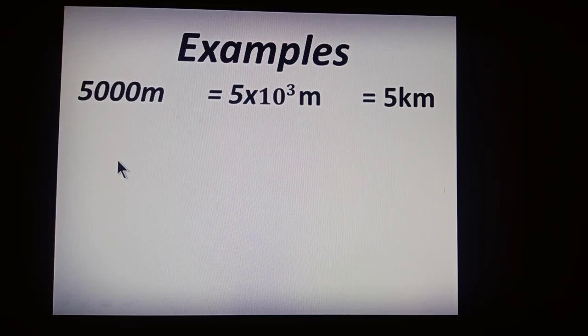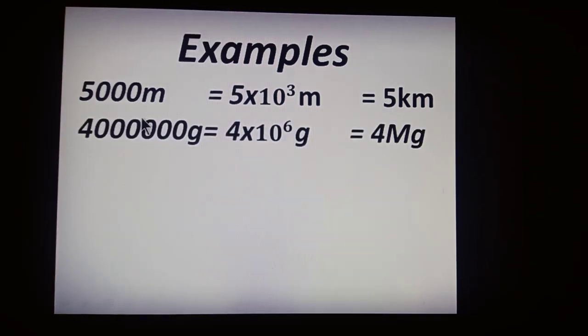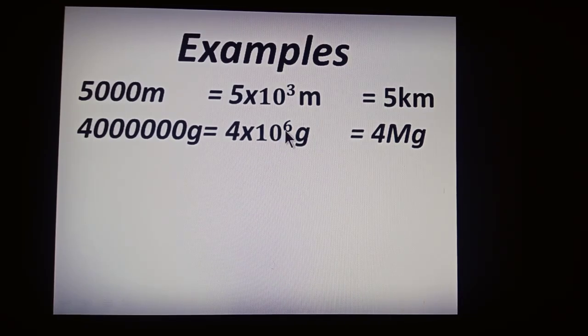Let us consider another example. If we are having 4000 gram, to express it in scientific notation, again we will shift the decimal from here after first non-zero digit, and it is shifted 6 places to the left. So value will be 4 into 10 raised to the power 6 grams, or 4 megagrams using prefix. Mega stands for 10 raised to the power 6.